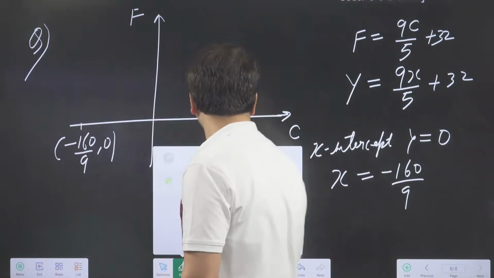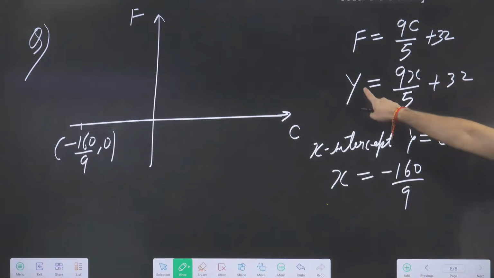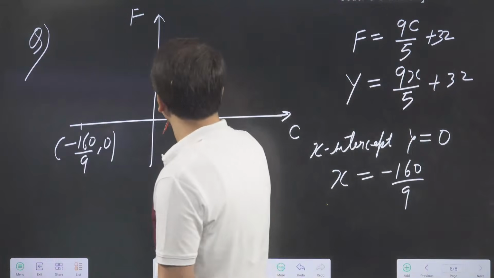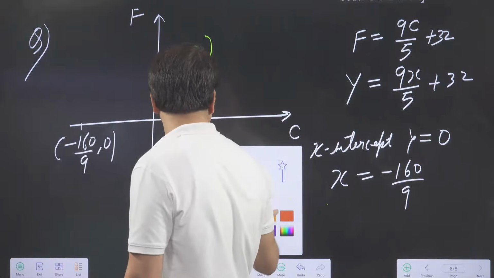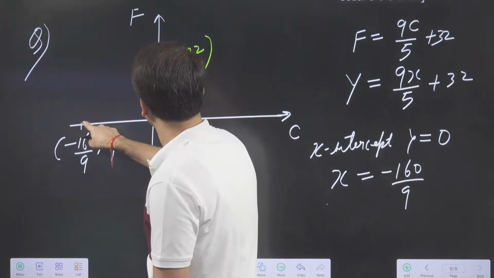Then for the y-intercept we will put x as 0. When you put x as 0, what do you get? 32. It means another point you got: 0 comma 32. Now join them, you will get the straight line graph.